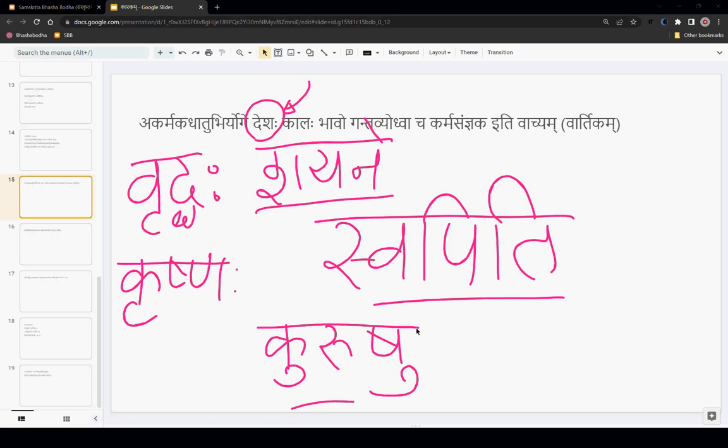Swapiti generally means Nidra, but also it means staying, right? Swapiti, Kurushu. In this case, even if you take sleeping, he sleeps amongst Kurus. He sleeps amongst Indians, something like that. So it's a word referring to the community, a group of people. Then we use Bahuvachanam. Now, this is the normal usage. If he is actually simply sleeping, this is how it should be used.